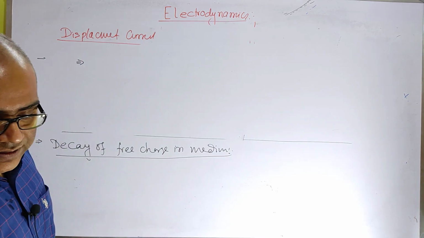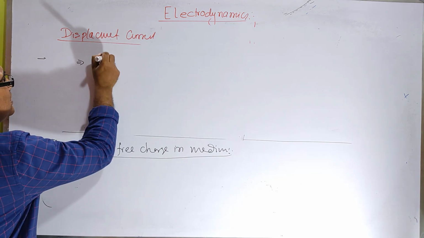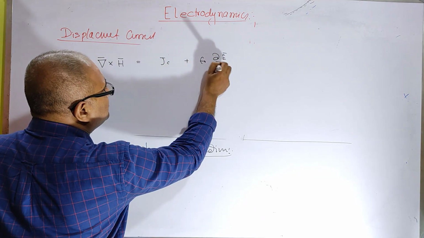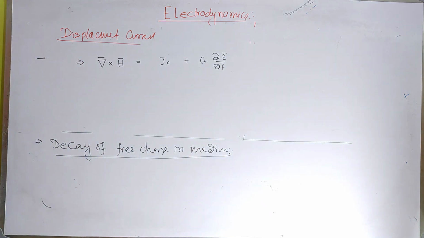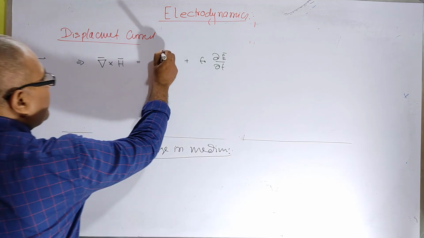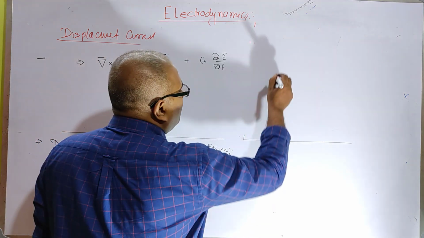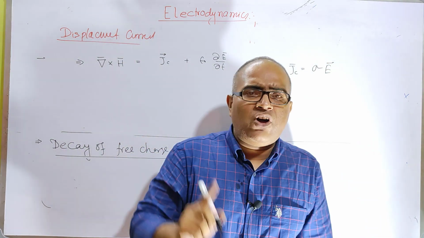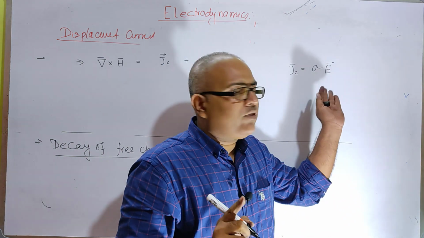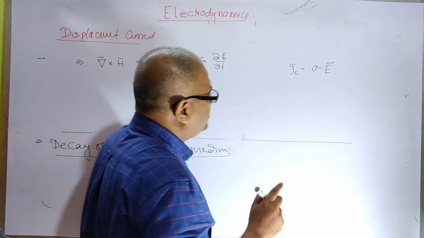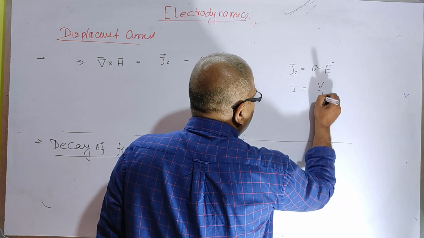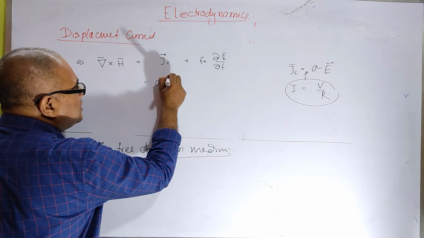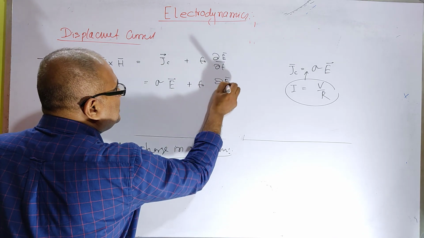So just go to our fourth equation, curl of H equals JC plus JD. So we all know that JC equals sigma E. I think you know this expression. This is called Ohm's law in differential form. This is the differential form of I equals V by R. So let's put sigma E plus epsilon naught del E del T.